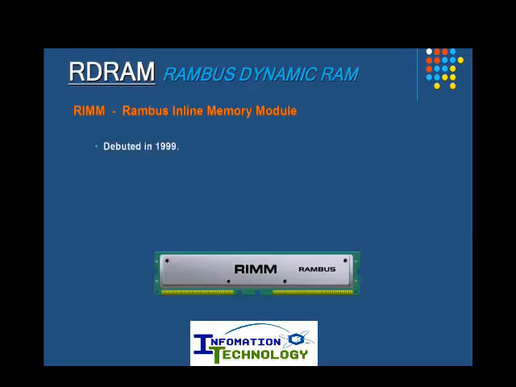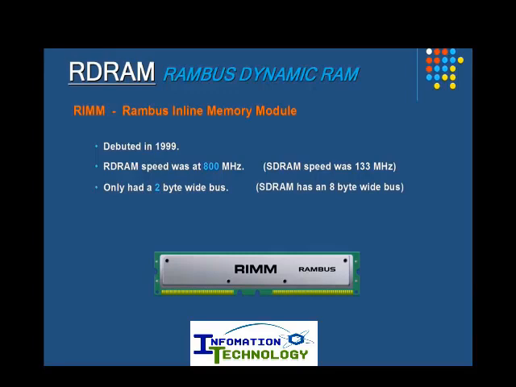When RDRAM debuted in 1999, it ran at 800 MHz, which was considerably faster than SDRAM, which ran at 133 MHz at that time. But even though it was a lot faster than SDRAM, RDRAM only had a 2-byte wide bus, compared to SDRAM, which had an 8-byte wide bus. So if you multiply the speed of RDRAM, 800 MHz, times the bus width, 2 bytes, you would get a total bandwidth of 1600 megabytes per second.